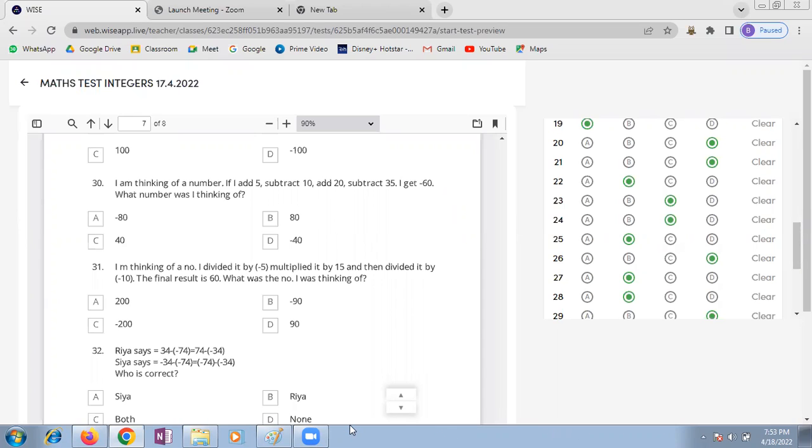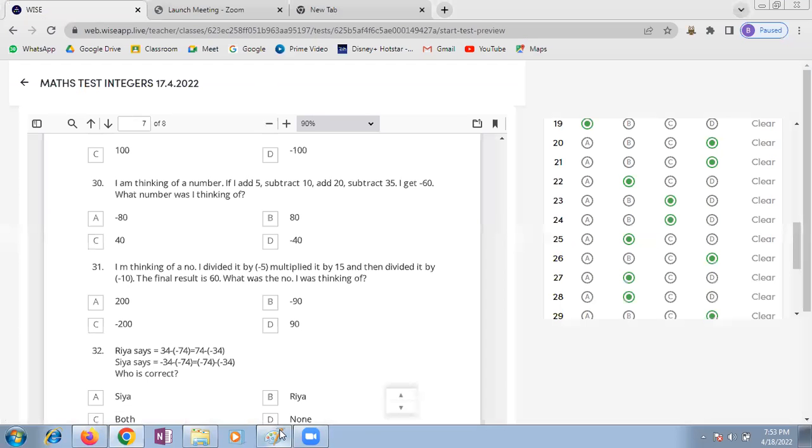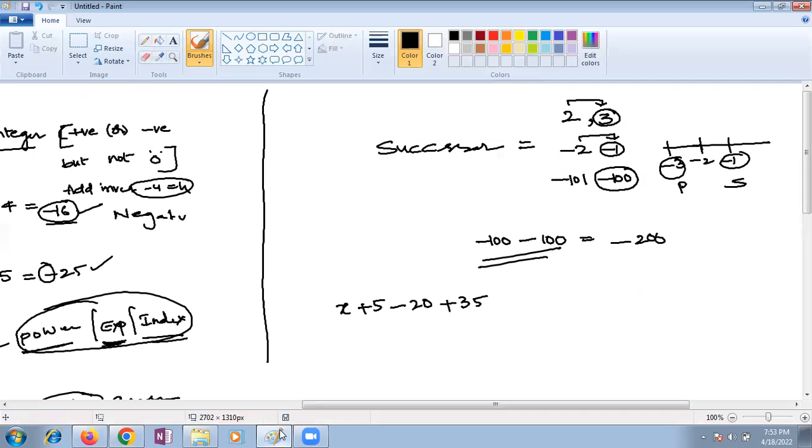One minute, children. First I thought of a number, unknown, like x. I added 5, subtracted 10, added 20, subtracted 35. Remember those numbers.